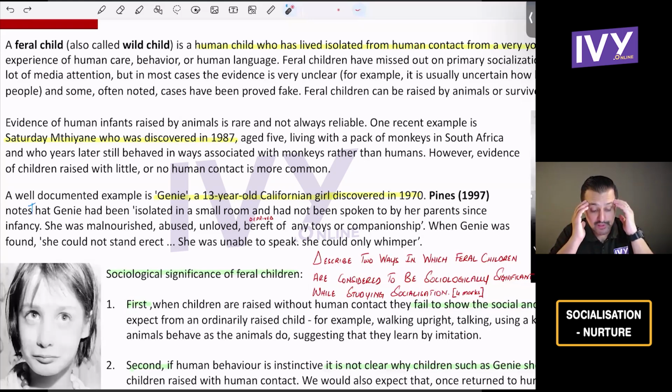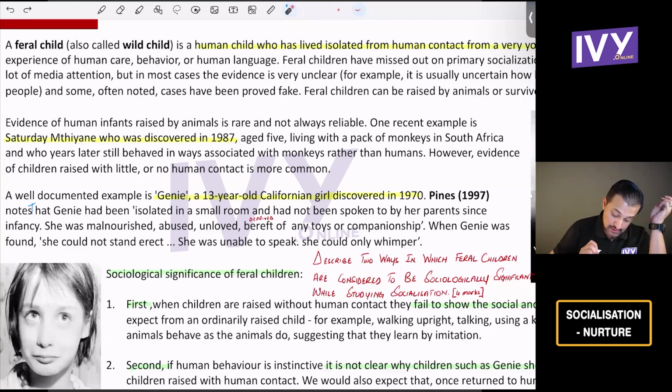Now, don't you think this is an amazing example when it comes to our understanding of human behavior? If human behavior had more to do with nature, if human behavior had more to do with biology, why is it that this young child Saturday Mateen, or another case that we have of this young child Jeannie, or another case that I just mentioned of this child Shamdev, why is it that you think these children did not end up acting like or behaving like human beings like you and I do?